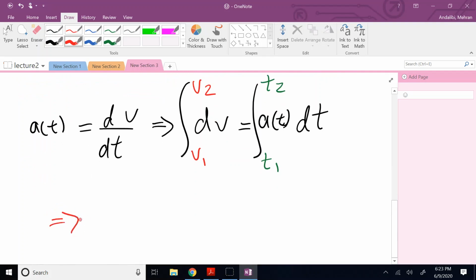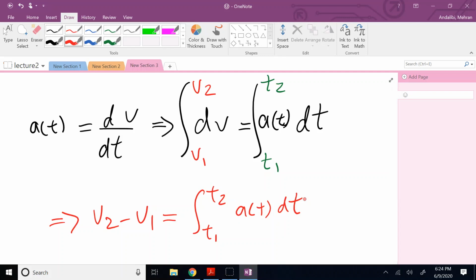So we do this. Now what? What is the integral of dv? It's delta v, or v, right? So it is going to be what? v2 minus v1, and this is still going to stay the same. The integral of A of t dt from t1 to t2, correct? Yes? And then if I want, I can take this negative v1 to the other side, so I can write it like this, if you don't mind.